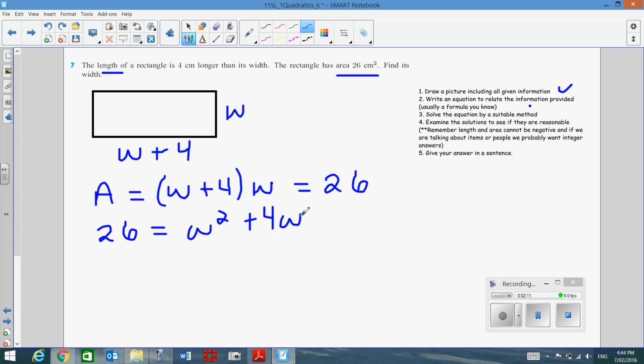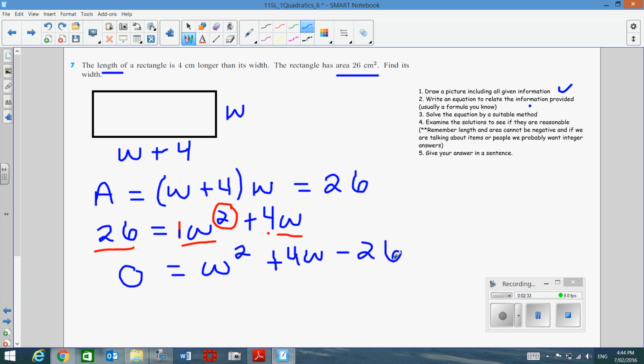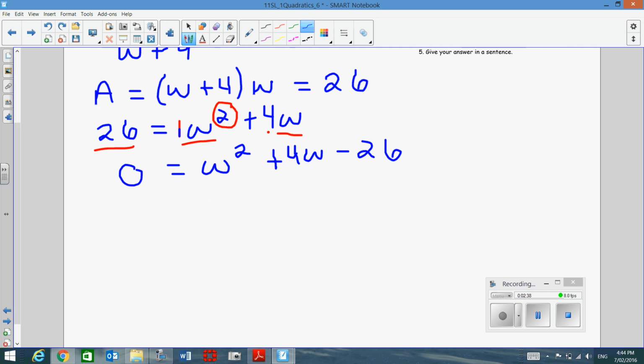Now, we already can notice that this is a quadratic. I have the square, I have a W, here's my A value, and my B value is 4, and my C value is over here. So in order for me to solve this, I'm going to have to set it equal to 0. So 0 is equal to W squared plus 4W, and if I subtract the 26, I now have my quadratic in standard form. So the question is, what are the different methods that I can use to solve this? For me, I'm noticing I can't think of two factors that multiply to negative 26 and add to 4. So let's go ahead and begin by completing the square.